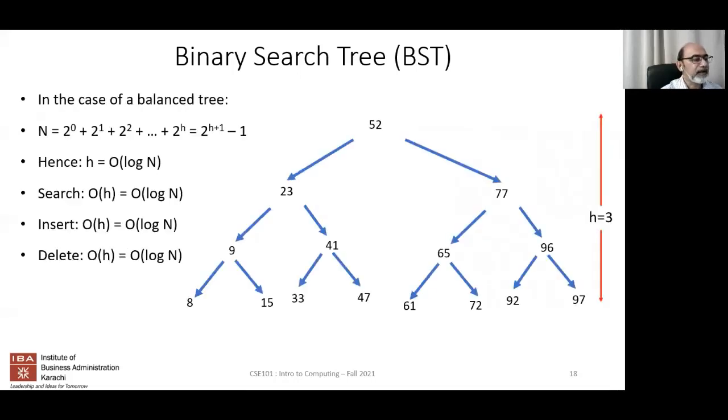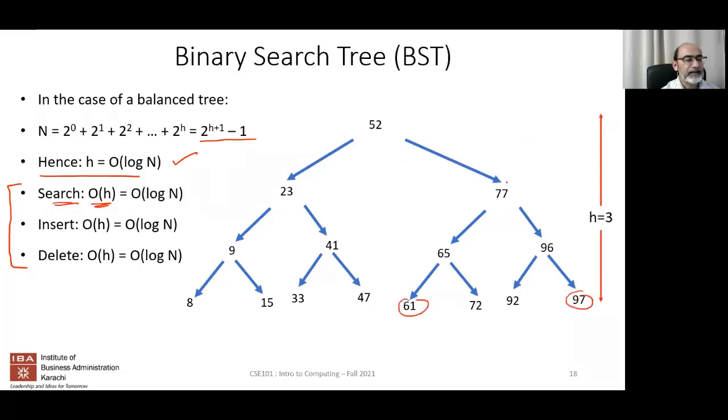I've already convinced you that n is proportional to two to the power h plus 1, and so we're convinced with this case. Now let's try to figure out if these three are actually true or not, and in what cases will they be true? So if you're doing a search, then the worst case scenario is that you have to go all the way down till one of the leaves.